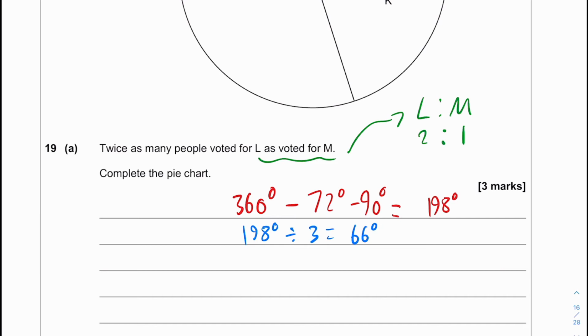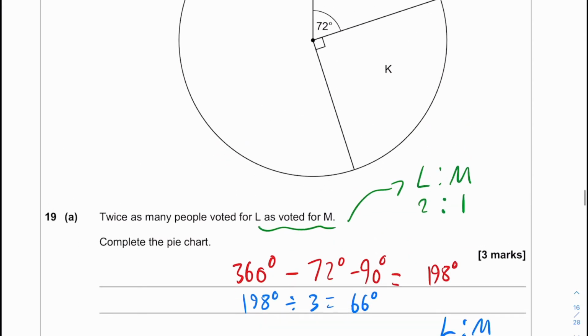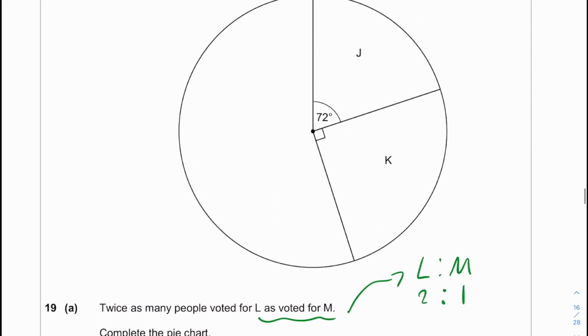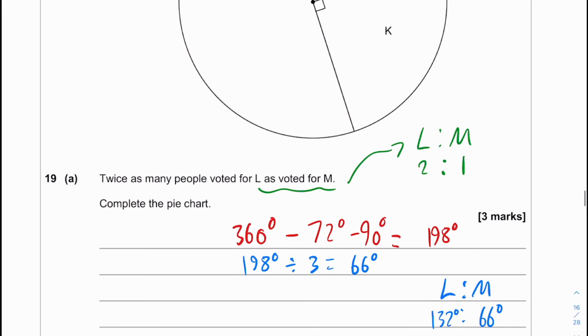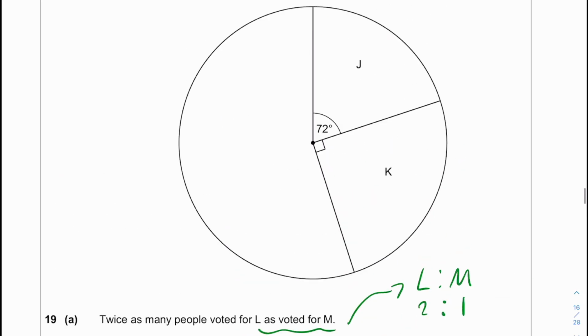So our new ratio of L to M is going to be 66 degrees here for M, and multiply by 2 to find L, as it's twice M. What we get is 132 degrees for L. So therefore we just have to draw these onto our pie chart. So firstly we'll draw on M, which is 66 degrees. So if we go to 90, that's there.